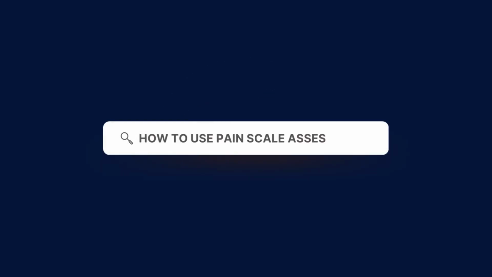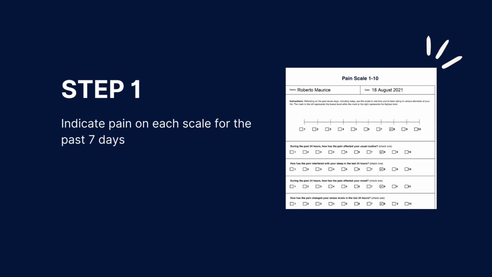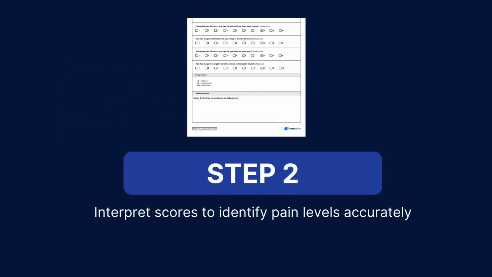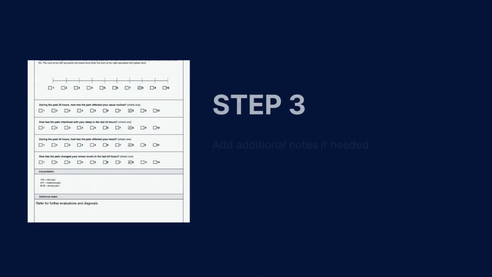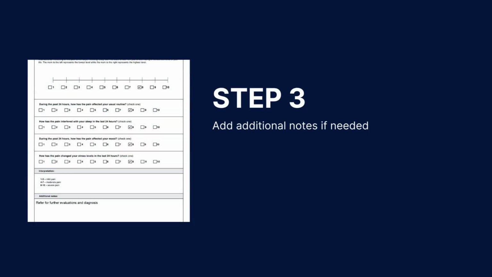Here's how to use the pain scale assessment effectively. It's rather simple, with the first step being to indicate the pain on each scale for the past 7 days. Then interpret the scores to identify pain levels accurately. Once completed, feel free to add additional notes if needed.